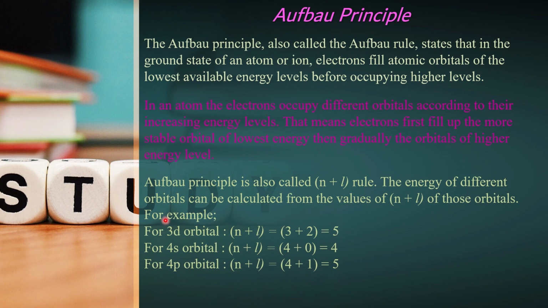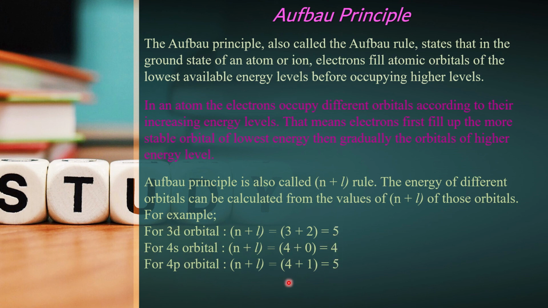Now, among these three orbitals, 3d, 4s and 4p, what is the energy level of these three orbitals? Whose energy is the highest and whose energy is the lowest? The more the N plus L value, the more the energy of the orbital. So here the 3d and 4p orbitals both have N plus L value 5.